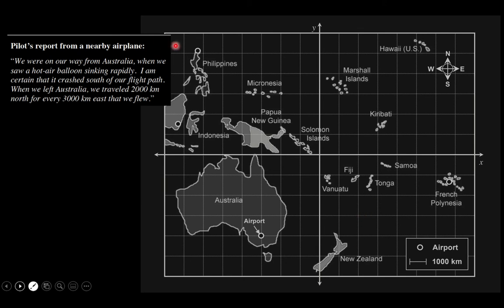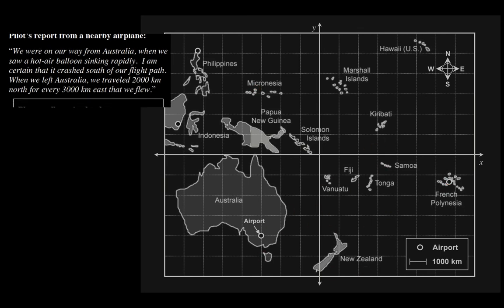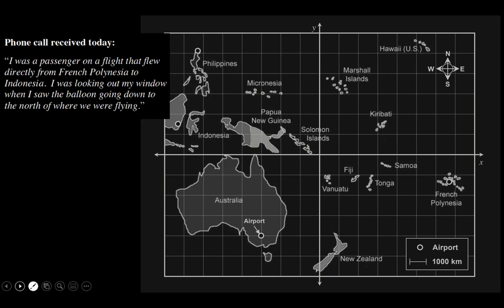So we've got two things, right? We know that one of them is this curve. We've got to figure what that is, and it's south of that curve. They said they saw him near the Solomon Islands, so that's below that curve. So it's below this curve, and it's below this curve. So it's somewhere in here. Then the final constraint says, phone call received today. I was a passenger on a flight that flew directly from French Polynesia. Okay, where's that? French Polynesia, right here.